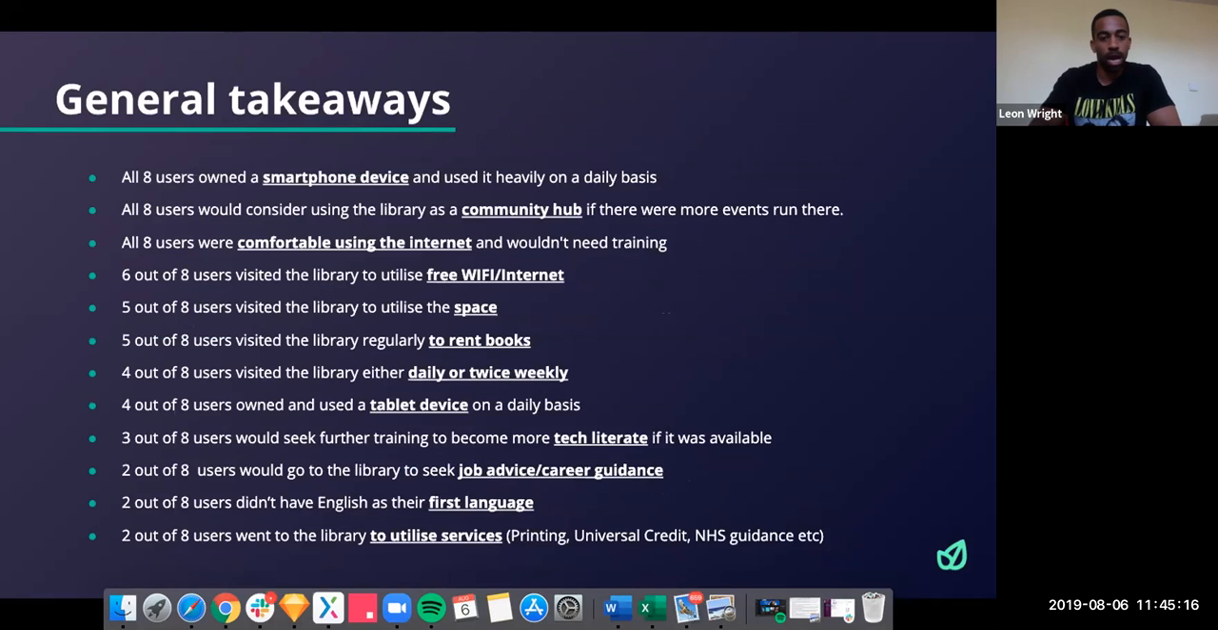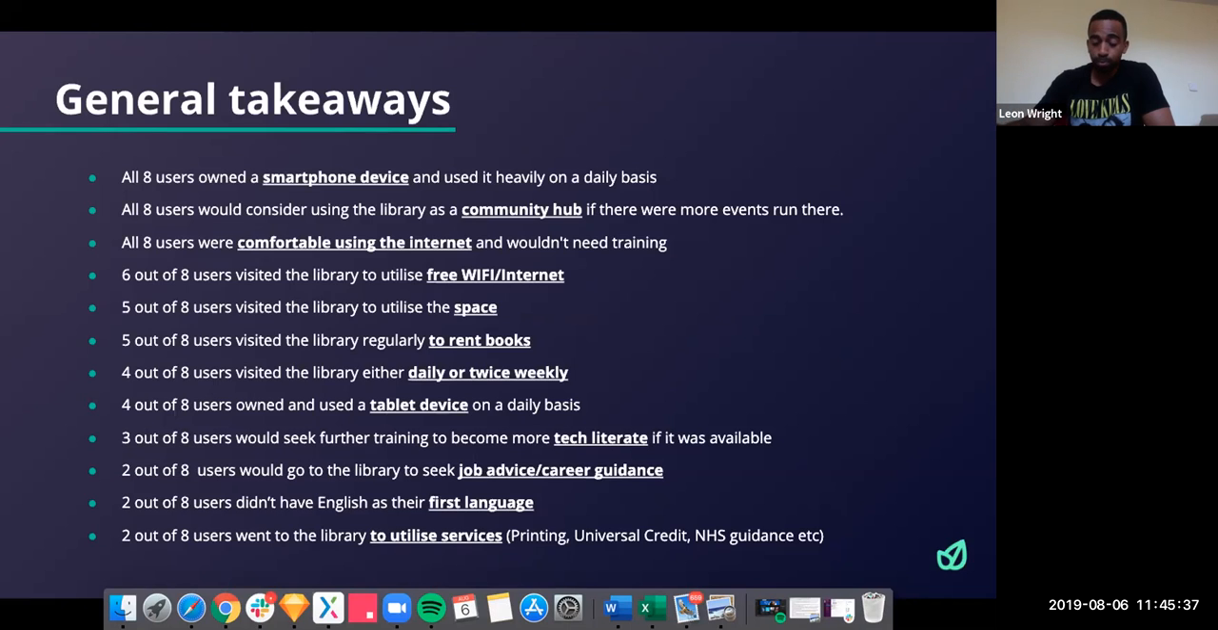So what I'll do now, I'll bring up these general takeaways. These were sort of a general overall summary of the takeaways we gathered as a group. I'll leave this up on the screen for you to read. And what we'll do now is go around the group and briefly explain our experiences and any key takeaways that we gathered from each interview.